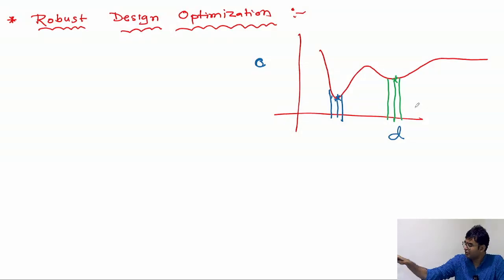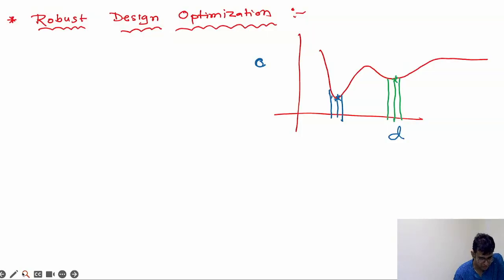Now, this is all good in drawing and schematics, but how do you actually solve it? What does the problem statement look like? Let us first rewrite the deterministic objective function, and from there see if we can arrive together at the objective function and constraints, the problem statement for robust design optimization.